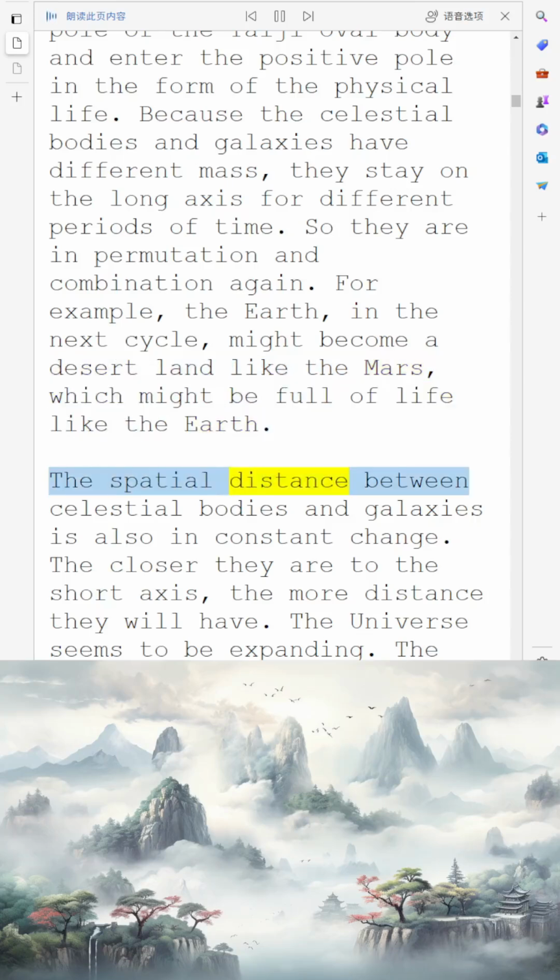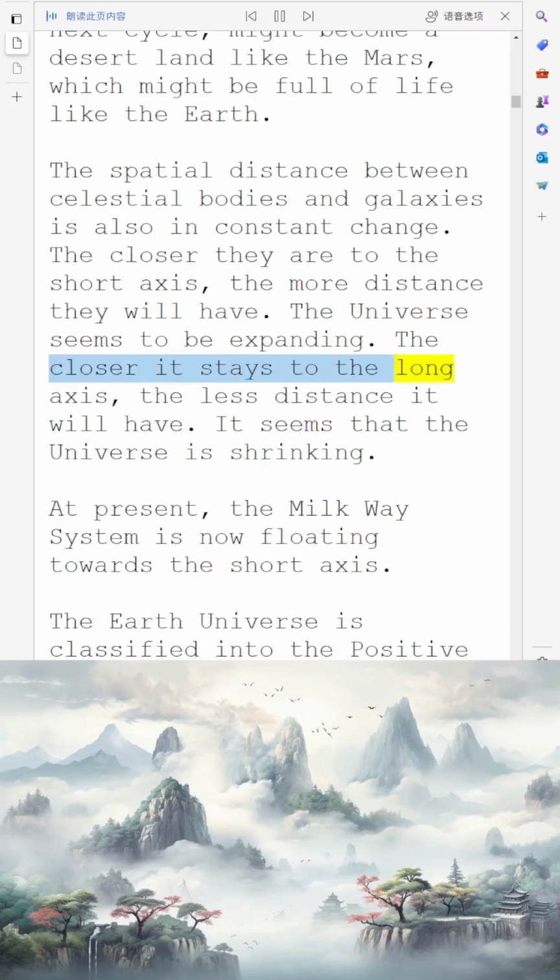The spatial distance between celestial bodies and galaxies is also in constant change. The closer they are to the short axis, the more distance they will have. The universe seems to be expanding. The closer it stays to the long axis, the less distance it will have. It seems that the universe is shrinking. At present, the Milky Way system is now floating towards the short axis.